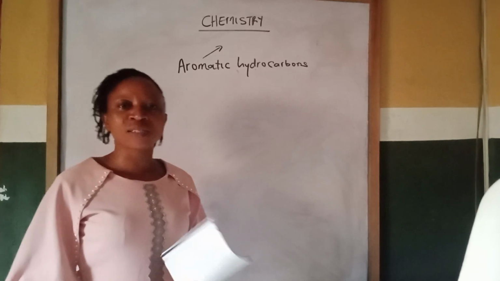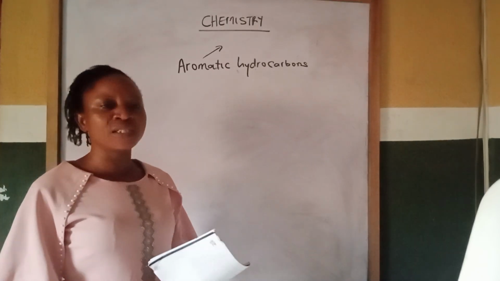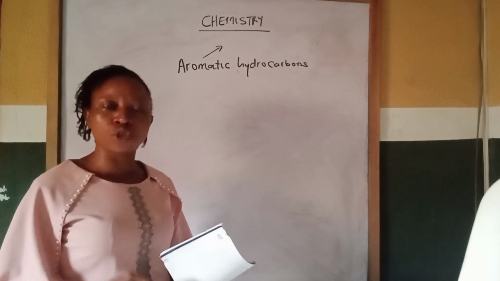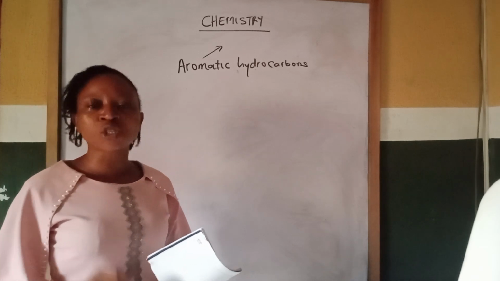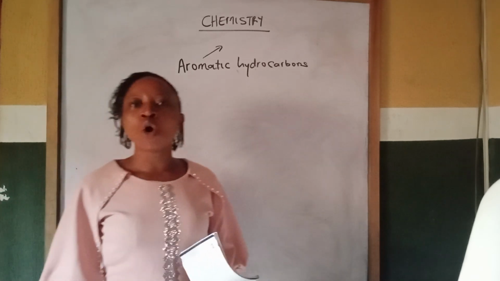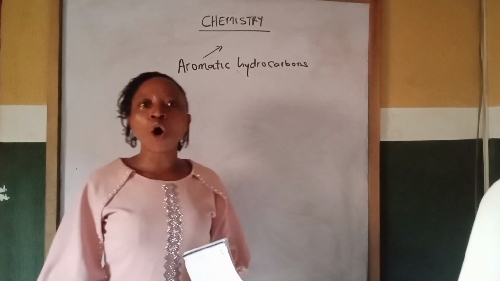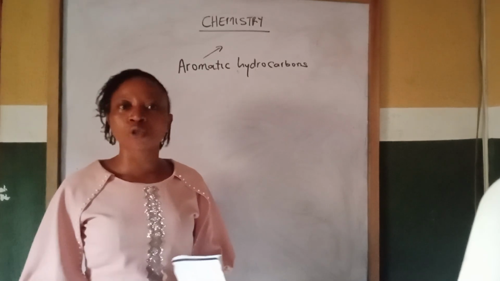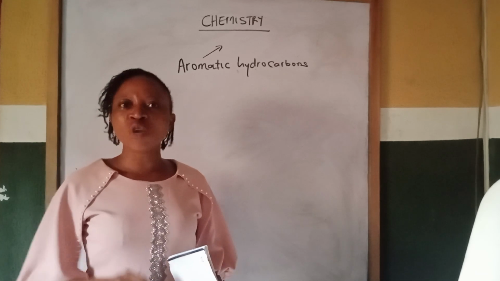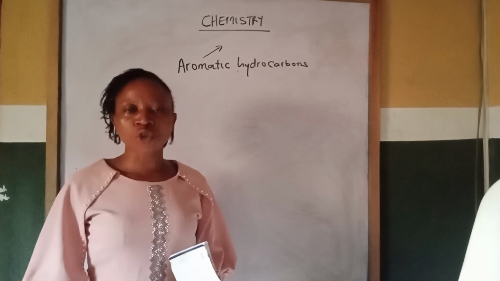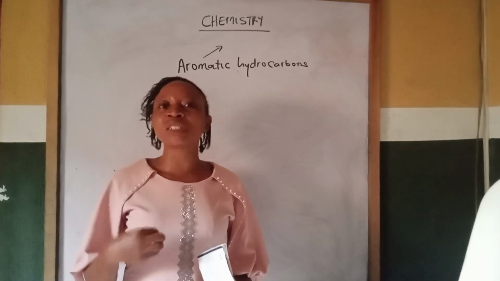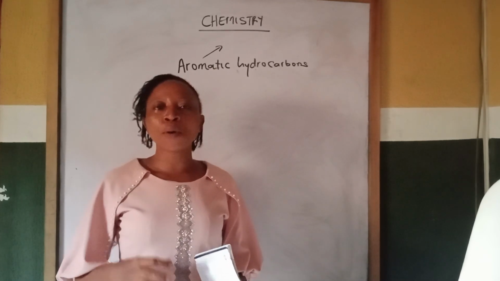Other compounds are derived from benzene by replacing one or more hydrogen atoms in the benzene structure with an atom, group of atoms, or alkyl groups. When you do this, you derive what we call derivatives of benzene.